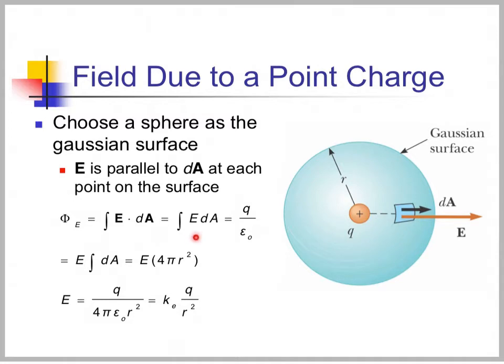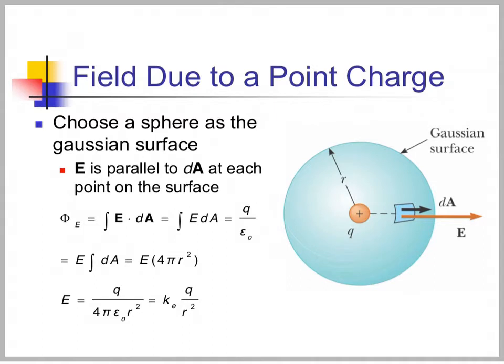And E also, from symmetry, has to be constant. We know that the electric field has got to be the same at a distance away from this charge, because no matter which way I rotate the charge, it can't change the electric field. So if the electric field is constant along my surface, it comes out of the integral. And so I just end up with the integral of dA. Well, that would just be the area of the surface, and the surface area of a sphere is 4 pi r squared.